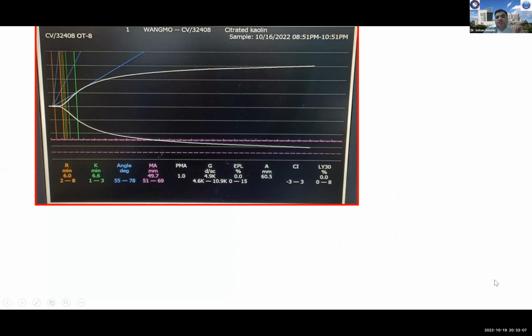Now I can show you some real pictures from our hospital. You can see in this graph that the R time is normal, it's 6 minutes, and then you see the K time is really prolonged. It means the patient may have some deficiency of fibrinogen, and your angle is also really bad.